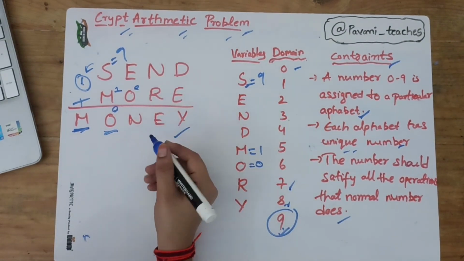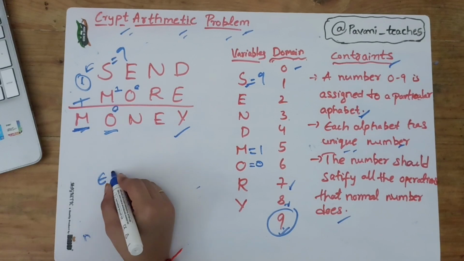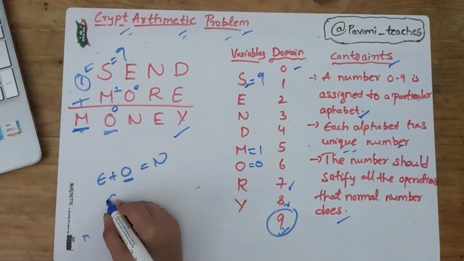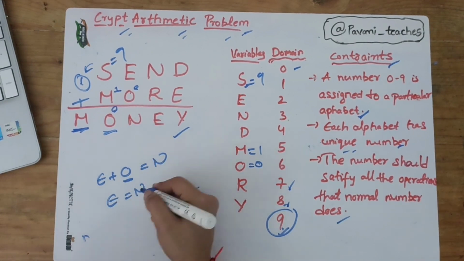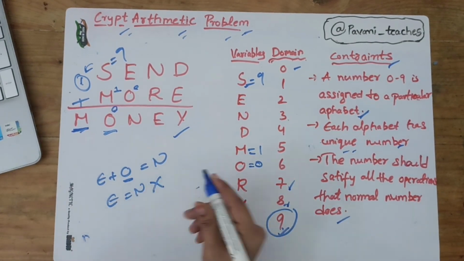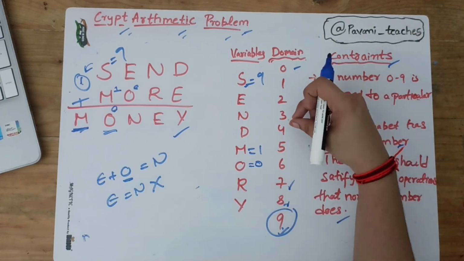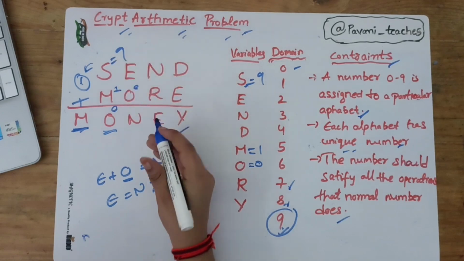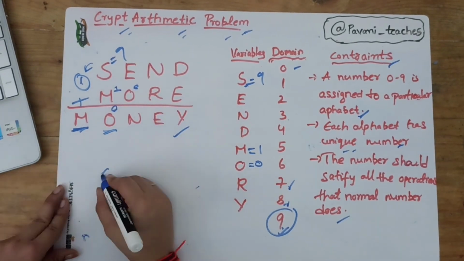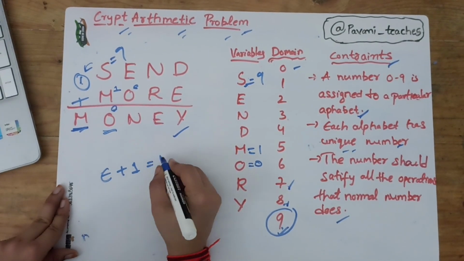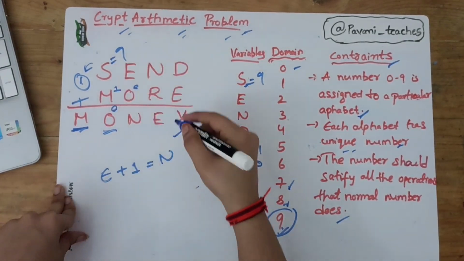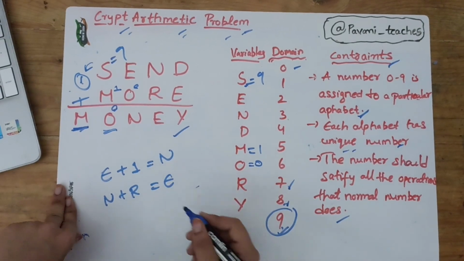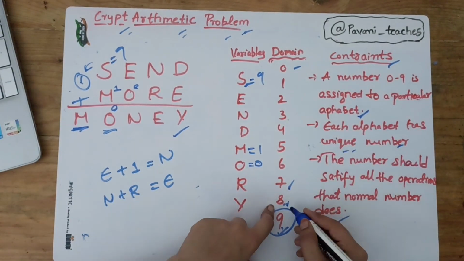Now you have another equation to solve: E plus 0 equal to N. That means if it is 0, then E equals N, which is wrong, because only a single value should be assigned to a single variable. There must be some carry. That equation can be written as E plus carry of 1 equal to N. Okay, this is the equation. Now you have to write the equation N plus R equal to E. Now again you have to start from the largest number.